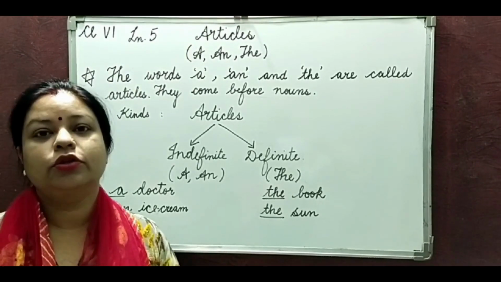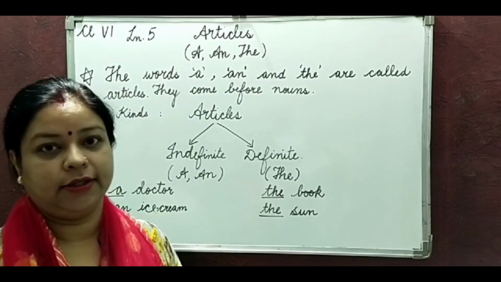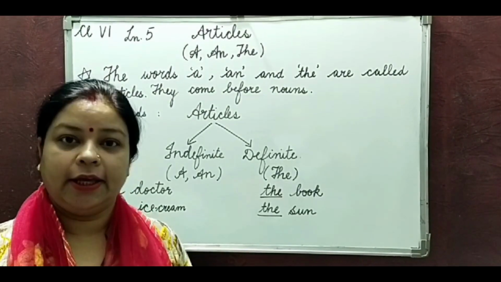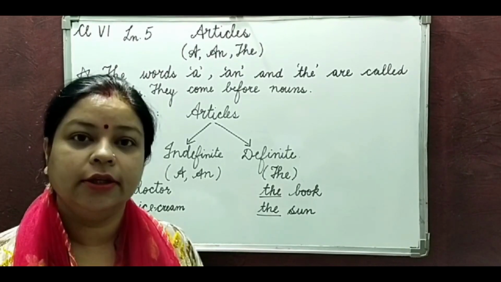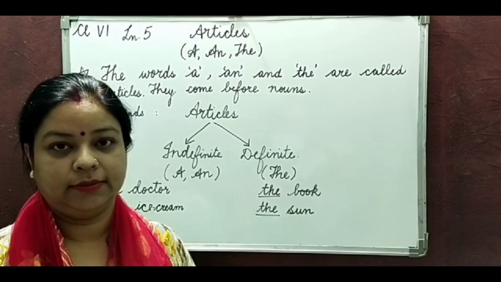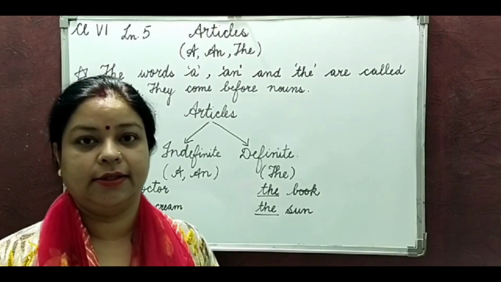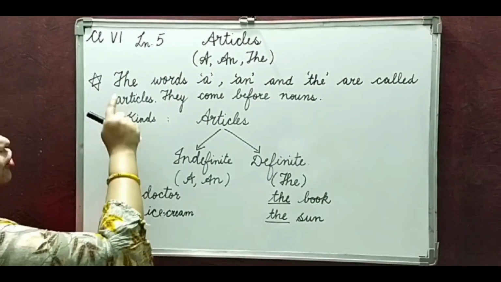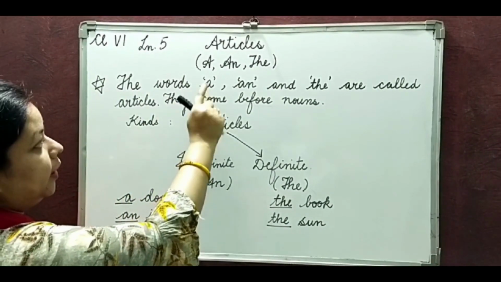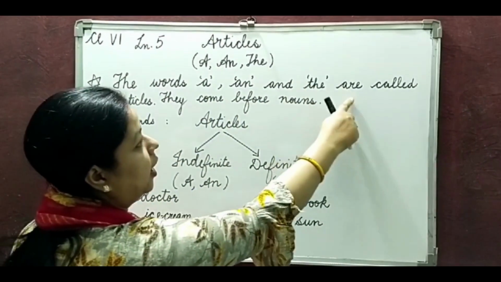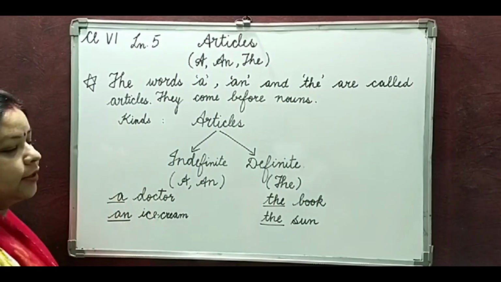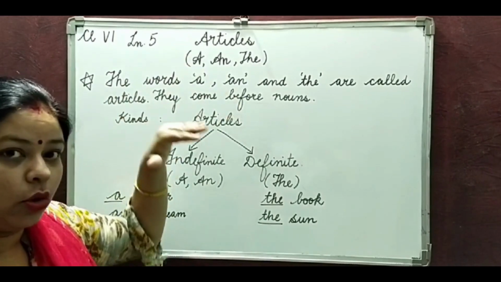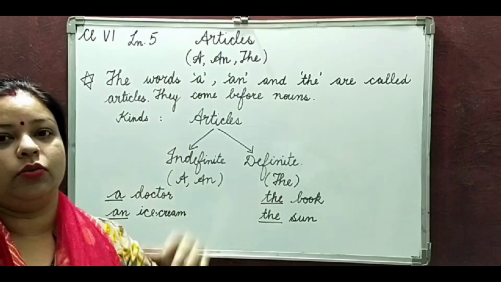So children, what are articles? Let us discuss that. So the words a, an, and the are called articles. They are known as articles. Now, you can see here on the whiteboard as it is mentioned, the words a, an, and the are called articles. And when do we use them? They generally come, or they always come, before nouns.